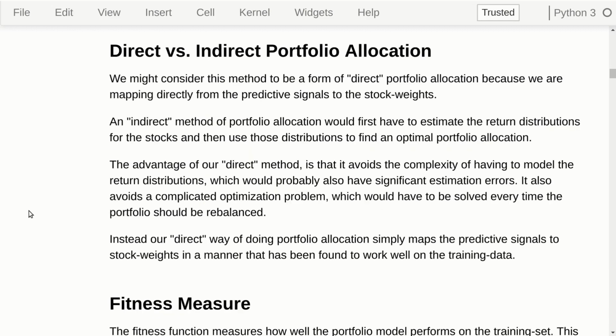This method might be called a direct form of portfolio allocation because we are mapping directly from the predictive signals to the stock weights. An indirect method of portfolio allocation would first have to estimate the return distributions for the stocks and then use those distributions to find the optimal portfolio allocations. The advantage of using a direct method is that it avoids the complexity of having to model the return distributions, which is likely also going to produce significant estimation errors.